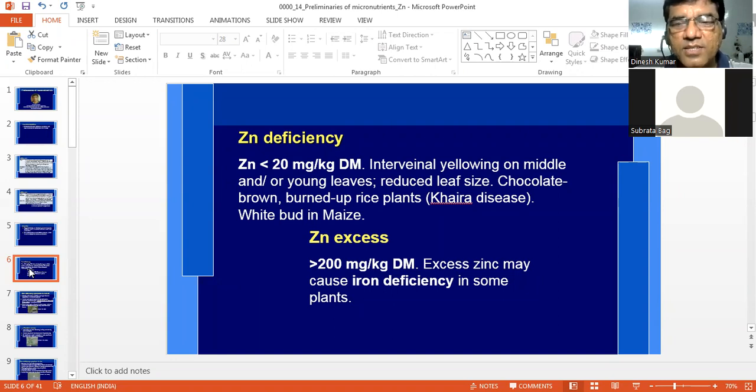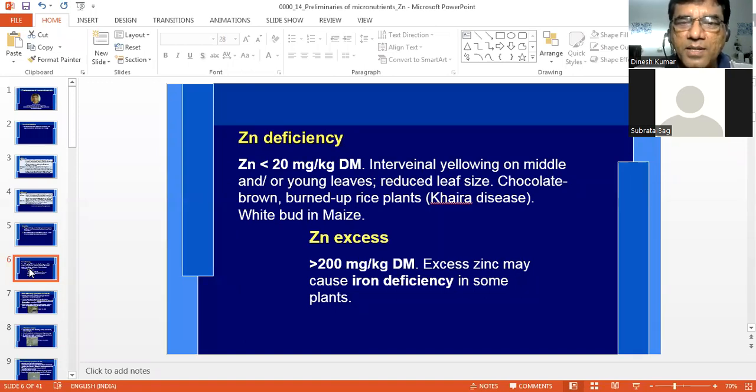In rice, deficiency symptoms are chocolate brown, burned up rice plants. Or you can say in the beginning, there are small brownish spots on the plant, and these spots increase in size, and then the whole leaf and whole plant can be covered, and there can be drying up of the plant. This is quite common in rice under puddled transplanted conditions where you keep the soils flooded or submerged. Under those conditions, you can have more zinc deficiency problem.